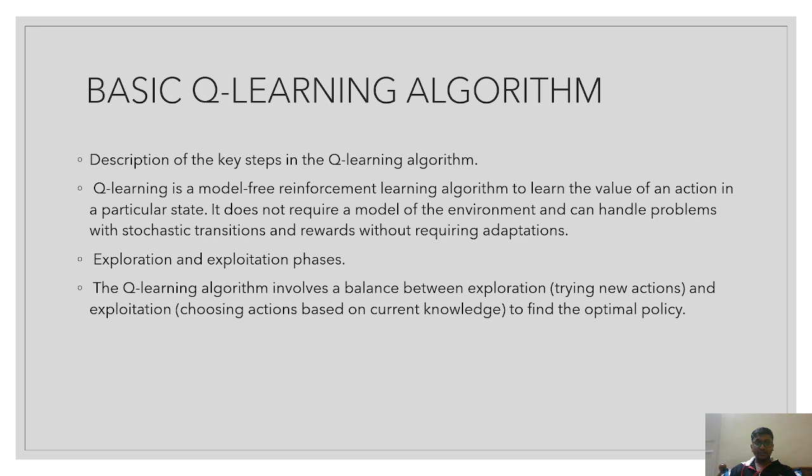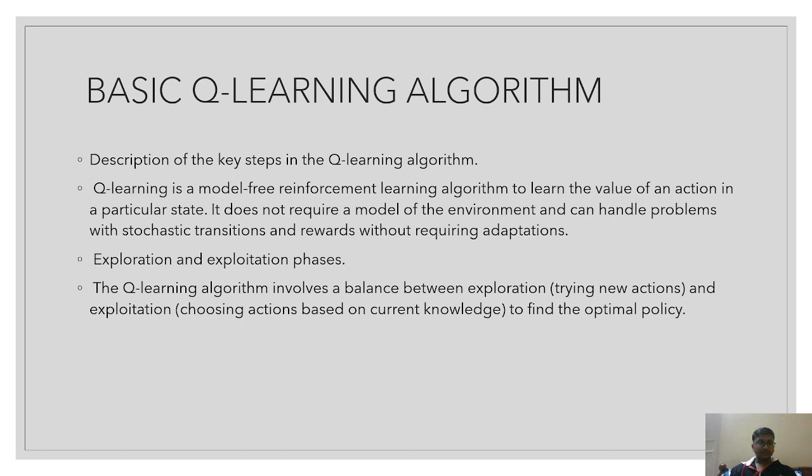So, basic Q learning algorithm. Description of key steps in the Q learning algorithm. Q learning is a model-free reinforcement learning method to learn the values of the action in a particular state. It does not require a model of the environment and can handle problems with stochastic transitions and rewards without requiring adaptation.